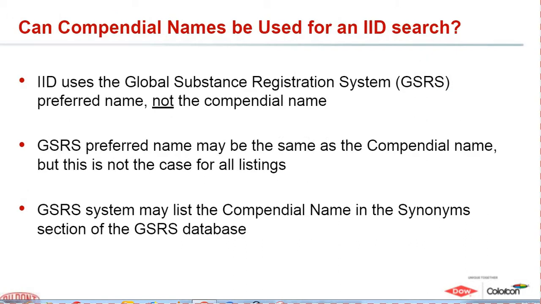Can compendial names be used for an IID search? As we mentioned before, the Global Substance Registration System uses what's called the preferred name, not the compendial name. And this may be the same name sometimes as the compendial name, but it's not the case for all listings. A lot of times, the other names might be listed as synonyms in the GSRS database. When it comes to labeling the excipient, however, the compendial name does need to be used on the label.